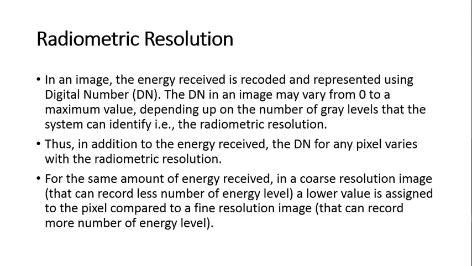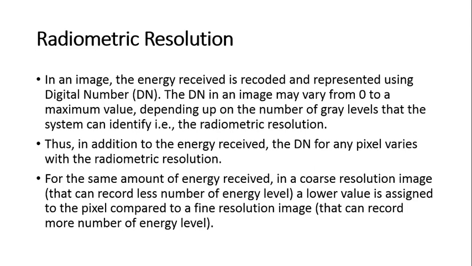By gray levels I mean the radiometric resolution. Thus, in addition to the energy received, the DN for a pixel varies with the radiometric resolution. For the same amount of energy received, a coarse resolution image, which could record a smaller number of energy levels, assigns a lower value to the pixel compared to a finer resolution image that could record a higher number of energy levels. Now it is explained with an example here.